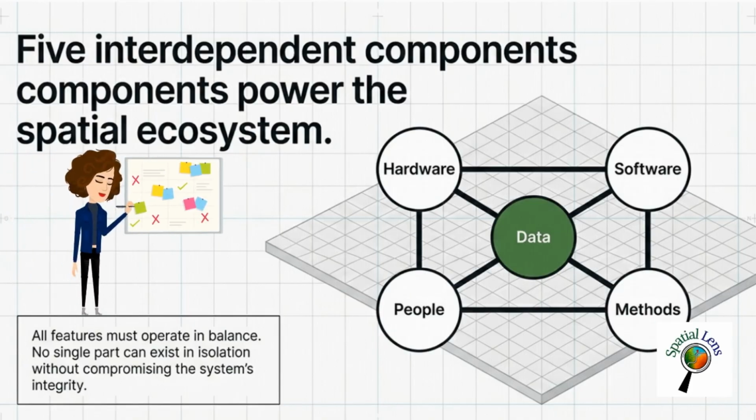A GIS is built on 5 main components: hardware, software, data, people, and methods. Each of these plays a critical role. If even one component is weak or missing, the entire system becomes less effective. So to truly understand GIS, we need to look at how each of these elements contributes to the overall process.